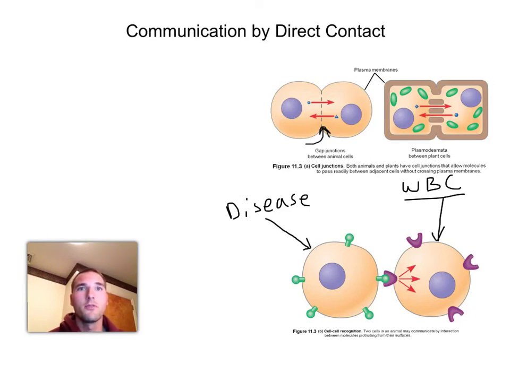We are able to identify bacteria and identify that it's no good, and if that communication can happen, then the white blood cell will actually launch an entire immune response through that. So these are two examples of direct contact communication.